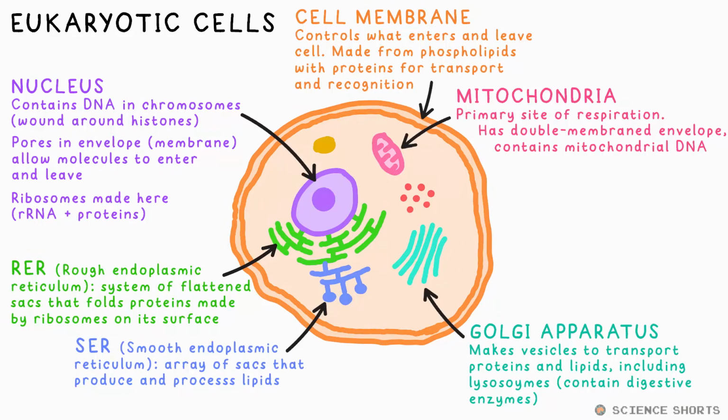Mitochondria are the primary sites of respiration. They're oval-shaped, surrounded by a double-membraned envelope similar to a nucleus. It also contains mitochondrial DNA. Centrioles are responsible for producing spindle fibers needed for mitosis.